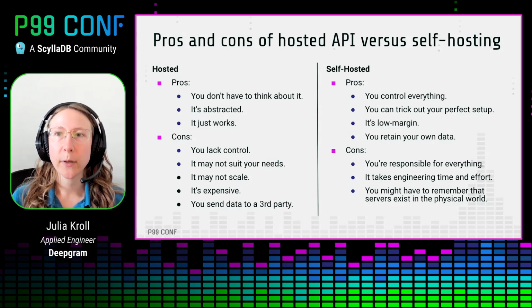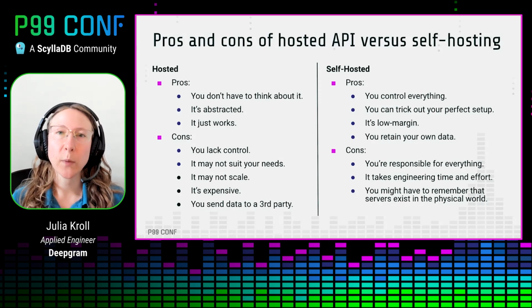Now, on the other side, if you self-host a model, you can control everything and you can trick out your perfect setup so you can make any adjustments you like. It's a custom-built solution. It's also very low margin because everything is internal to yourself or your company. You're not involving the labor or hardware of other companies. And critically, you retain your own data. So it's a very popular option for situations where the data is sensitive and where you don't want to send it to a third party. A few different industries that might fall into that case are financial services or healthcare, where there's a lot of regulatory compliance restrictions.